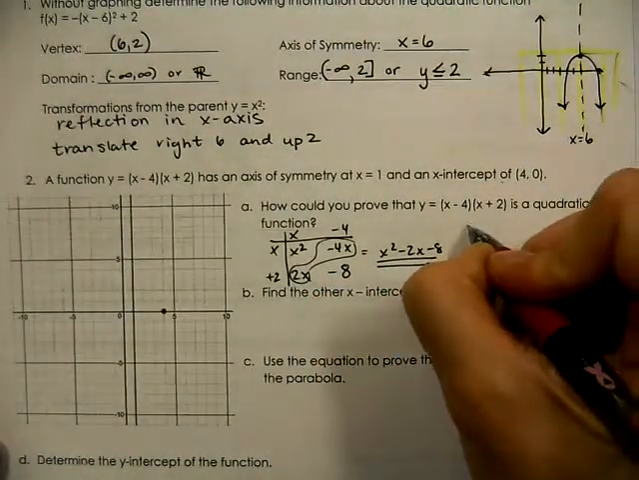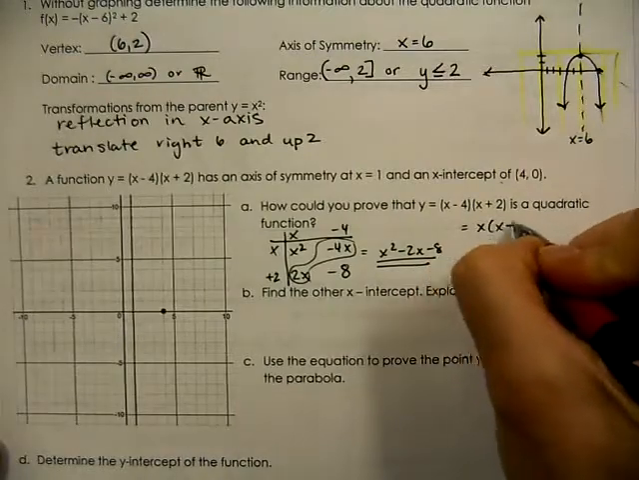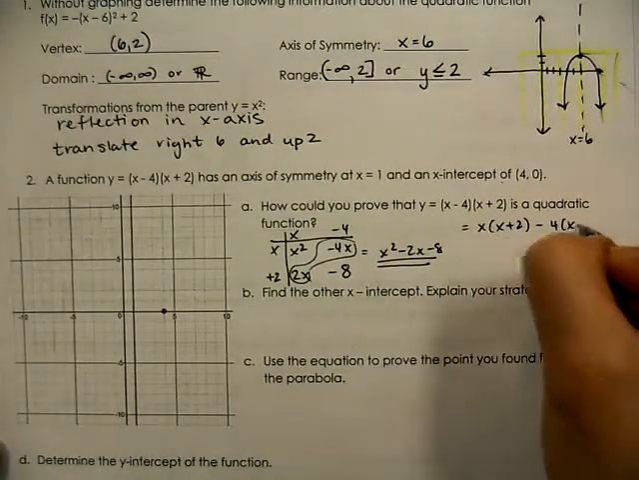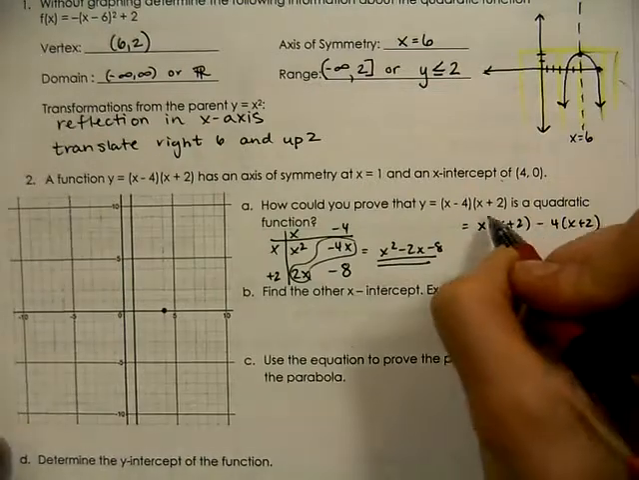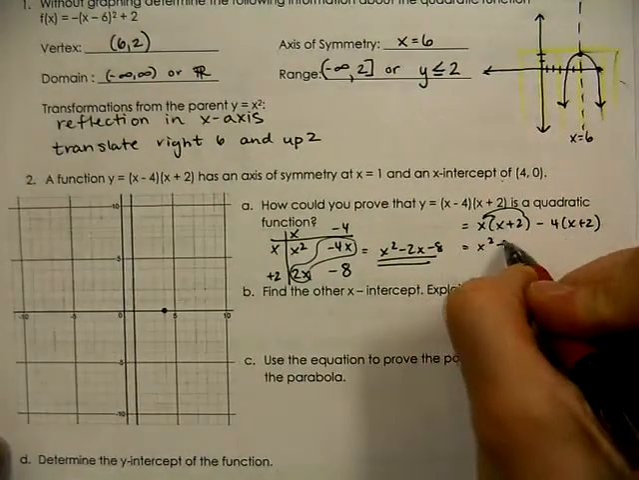Or I use the double distributive property. I say, well, that's really equal to x times x plus 2 minus 4 times x plus 2. And then if I distribute here, I get x squared plus 2x.